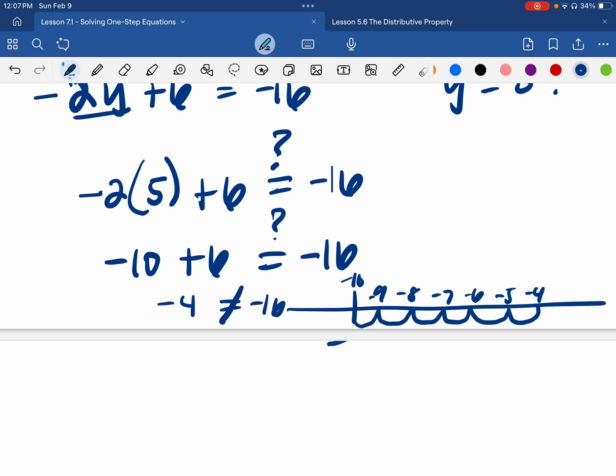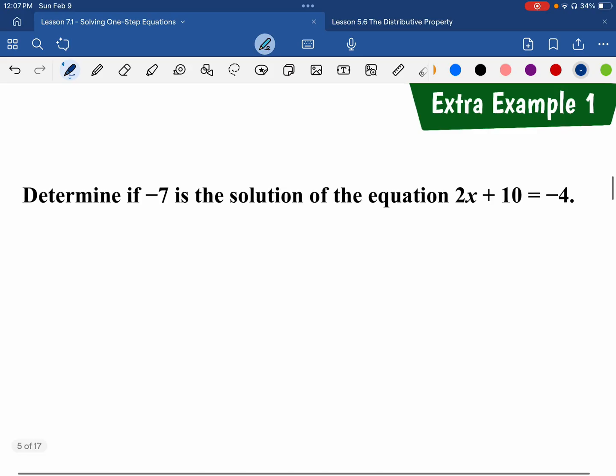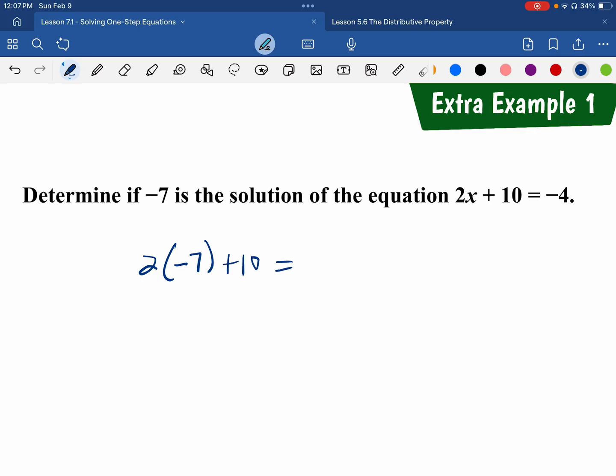Let's do that one more time just to see how that works. Okay, so determine if negative 7 is the solution to this equation. So we have 2, and we're going to plug in that negative 7 for x, plus 10, and we want to know, does this equal negative 4? Now we're just going to evaluate this equation similarly to how we did in the previous lesson, when we were given a value and you just had to evaluate. So 2 times a negative 7, a positive times a negative is a negative. So we have negative 14. We are adding to that 10, and we want to know, does that equal negative 4?